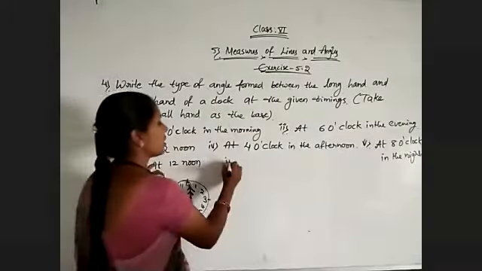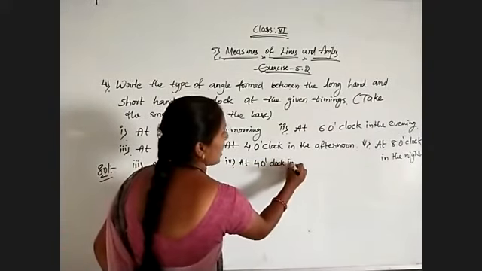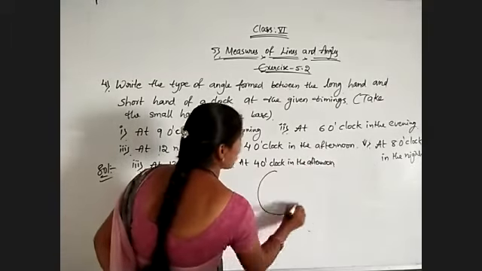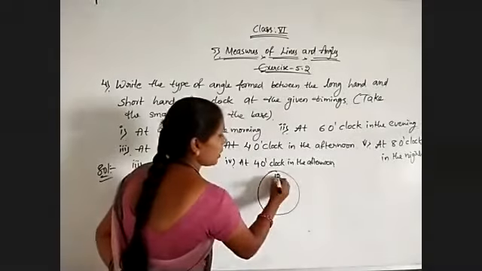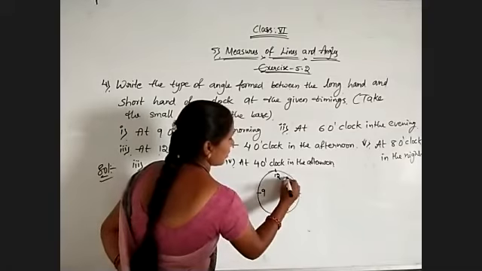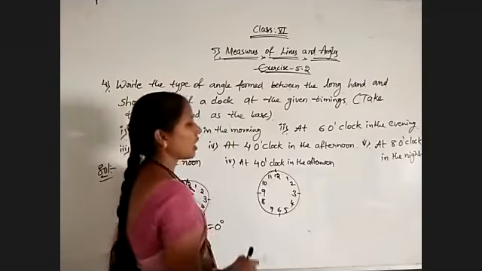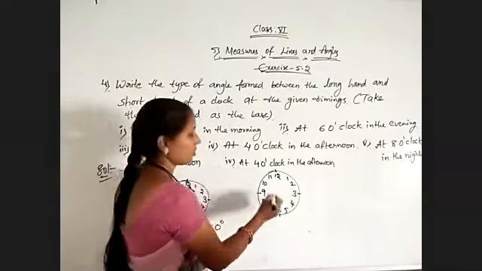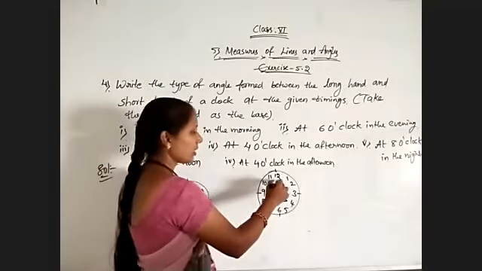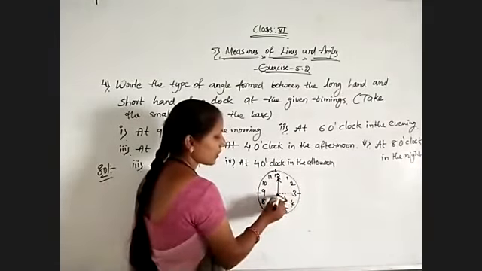Now fourth question, at 4 o'clock in the afternoon. First of all, draw the 4 o'clock timing. 12, 6, 9, 3, 1, 2, 4, 5, 7, 8, 10, 11. Now 4 o'clock in the afternoon. At 4 we get the short hand and at 12 we get the long hand. Short hand we need to take as base.